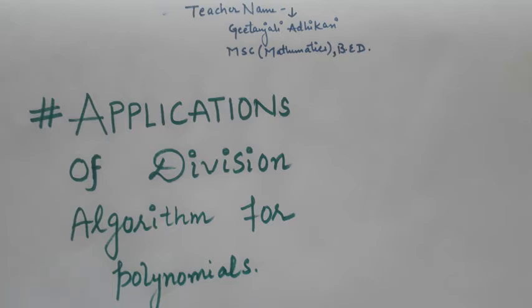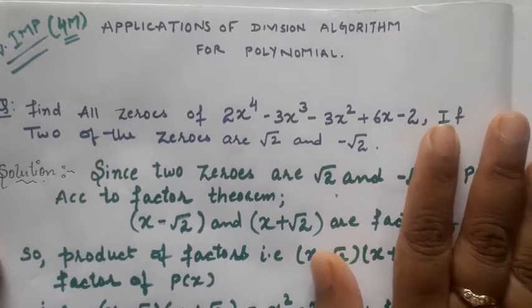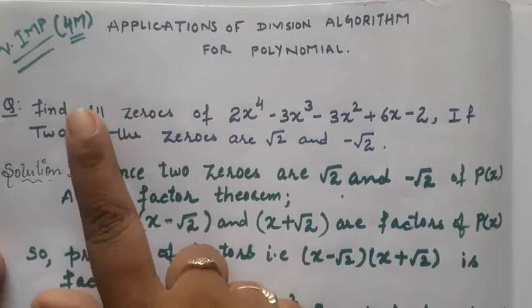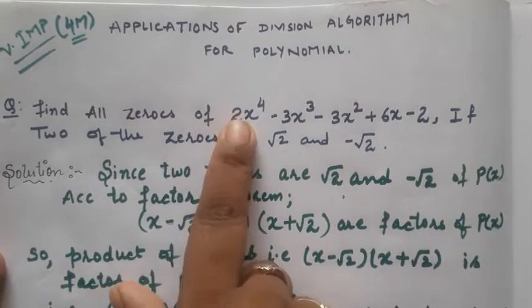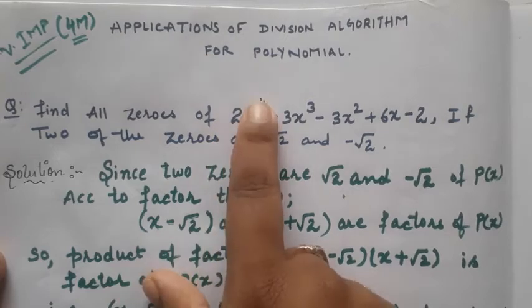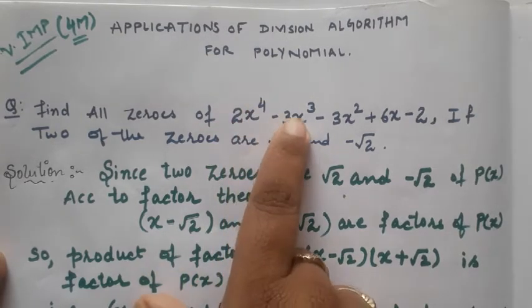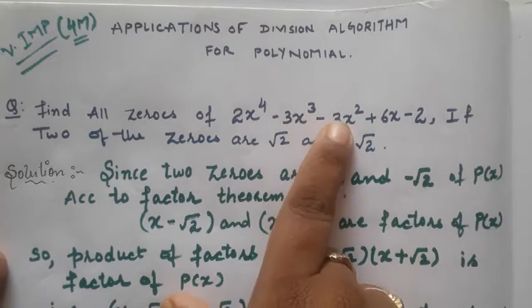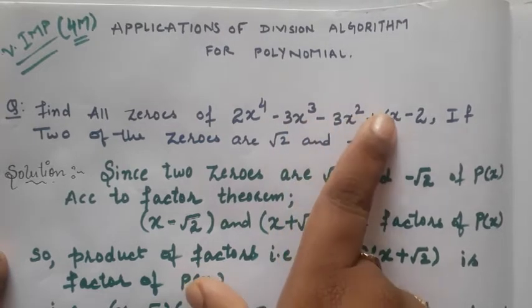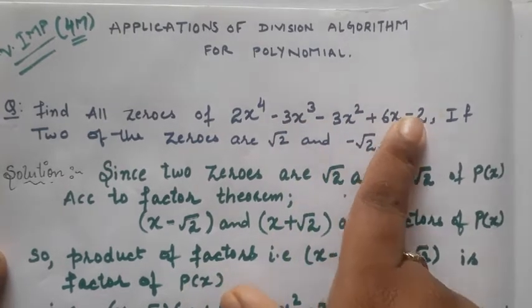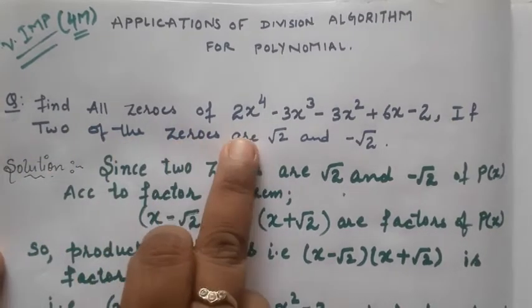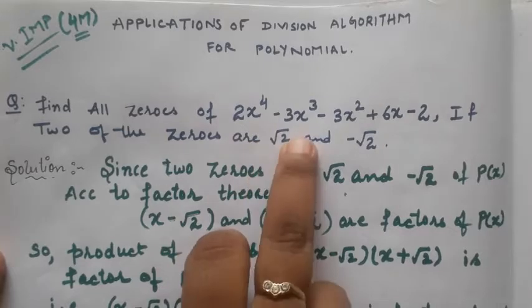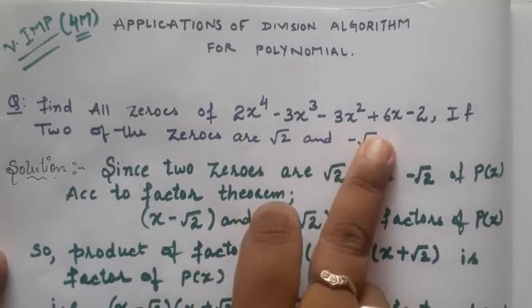So here we go for the first question of this type. Find all zeros of the polynomial 2x^4 - 3x^3 - 3x^2 + 6x - 2, if two of the zeros are root 2 and minus root 2.